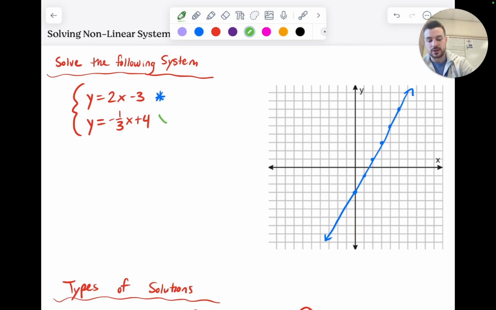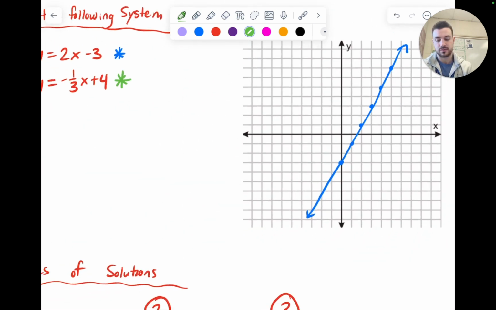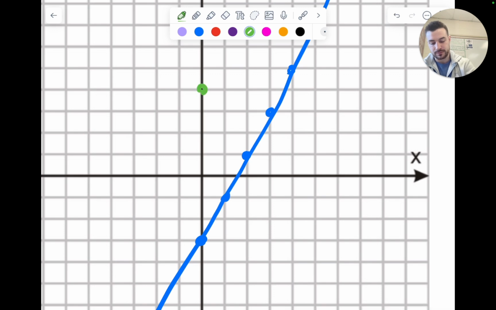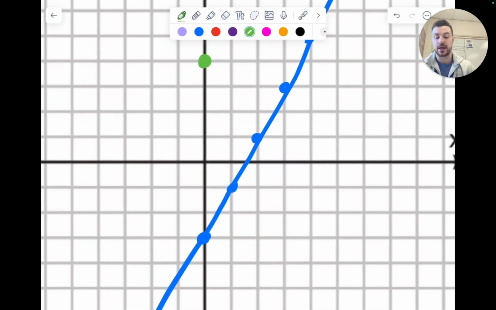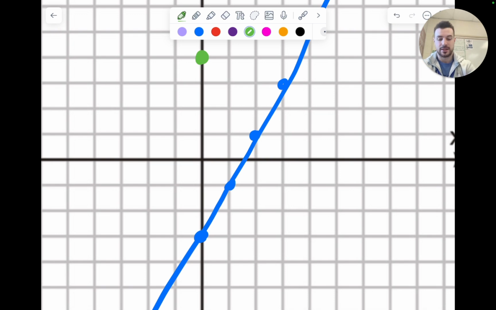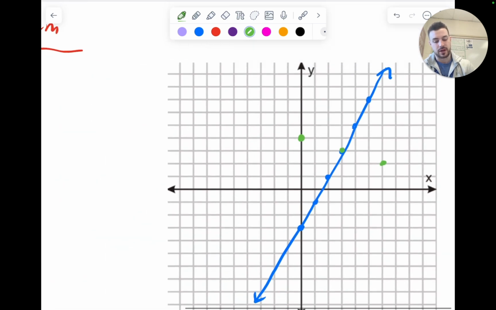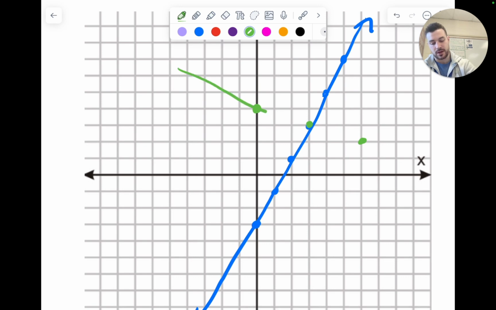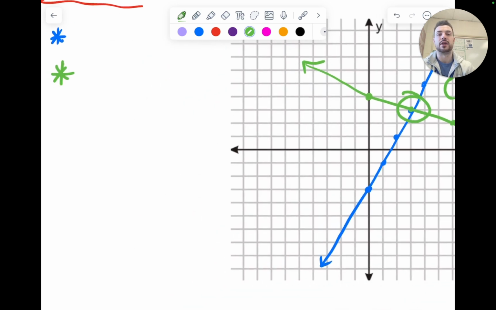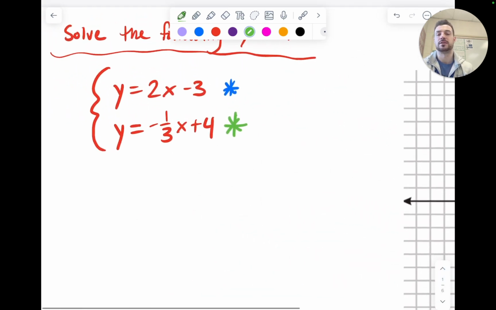Here is the next function that's part of our system. We're going to go to positive 4, and then our slope is negative 1/3, so I'm going to go down 1 and right 3. Down 1 and right 3. Now, I have enough points there to see that my two lines are going to intersect right there at the point (3, 3). So that is the solution to my system.